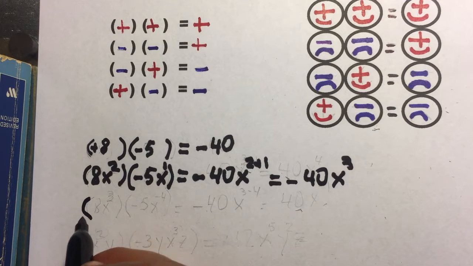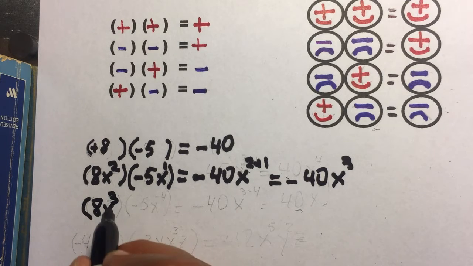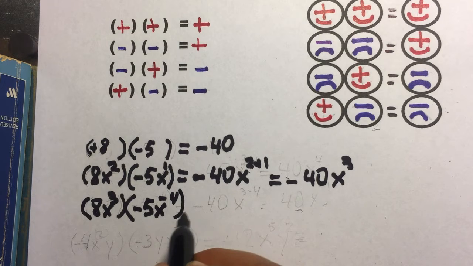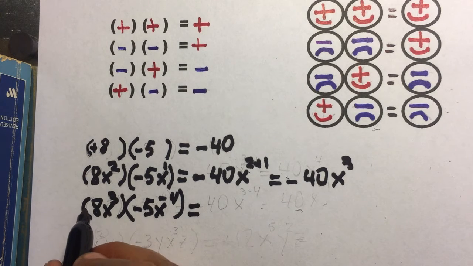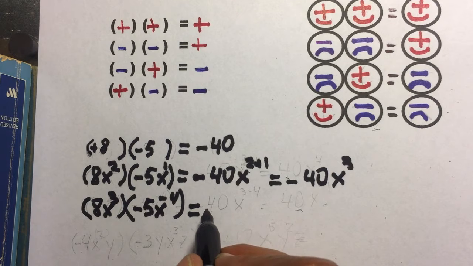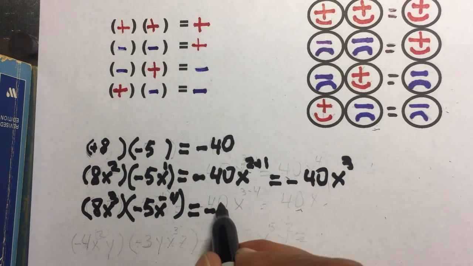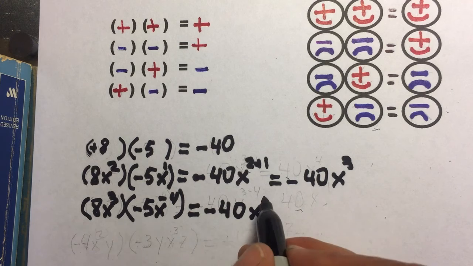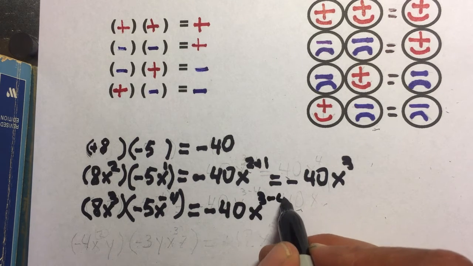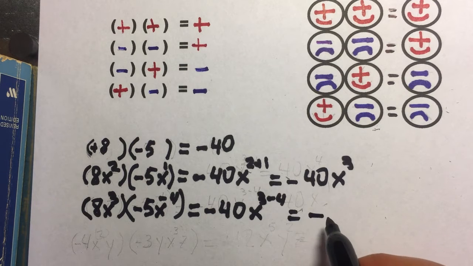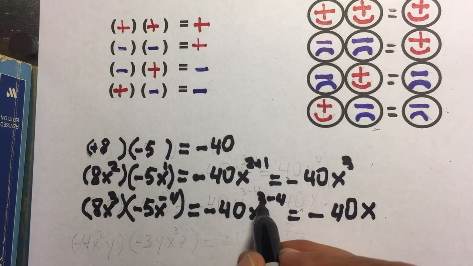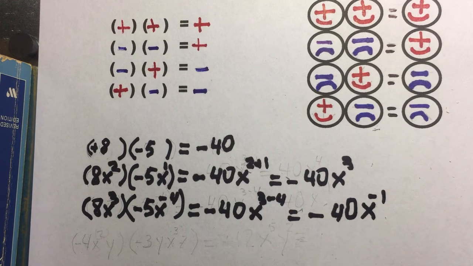Another example. 8x to the cube times minus 5x to the minus 4 equal. We multiply the signs. Here is plus. Plus times minus is minus. 8 times 5 is 40. The exponents. X. We have 3 minus 4. So this would be minus 40 x, and 3 minus 4 is minus 1. So that's the answer.